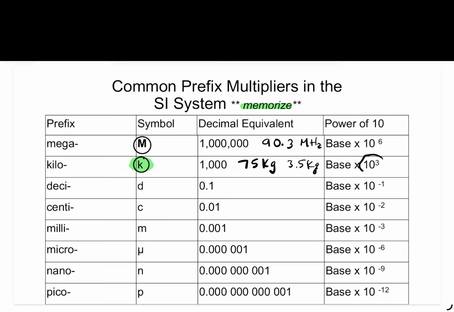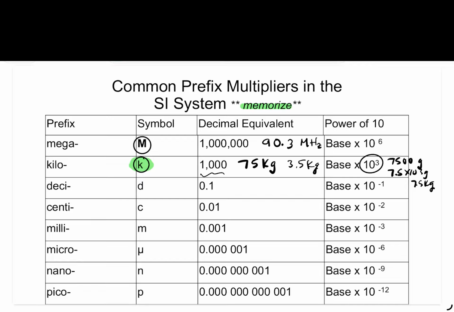So what this means, base times 10 to the 3, if I have 7,500 grams, then that is 7.5 times 10 to the 3 grams or 7.5 kilograms. So there are 1,000 grams in every 1 kilogram. And that's what the 1,000 means here.